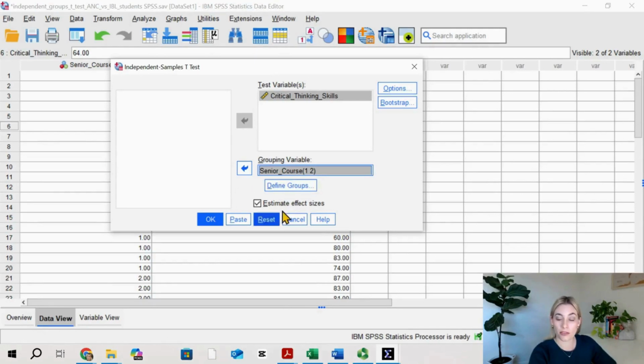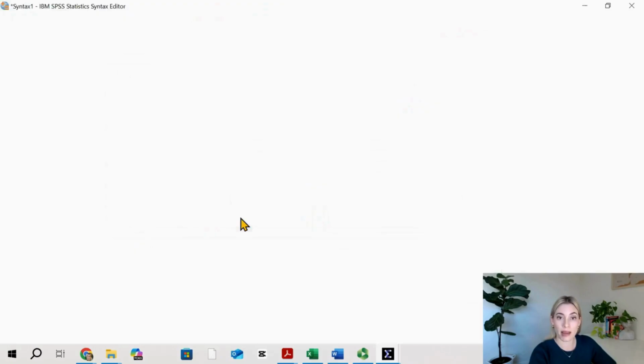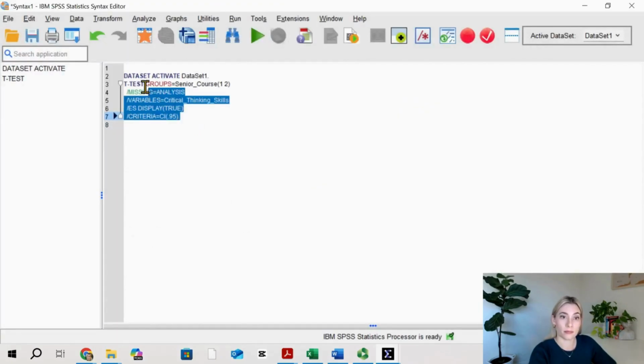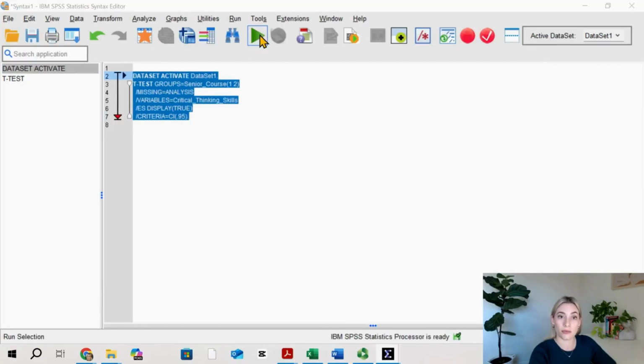We want the effect size, and we can see that that is selected as a default setting. We can then press Paste, highlight our syntax, and then run our analysis.